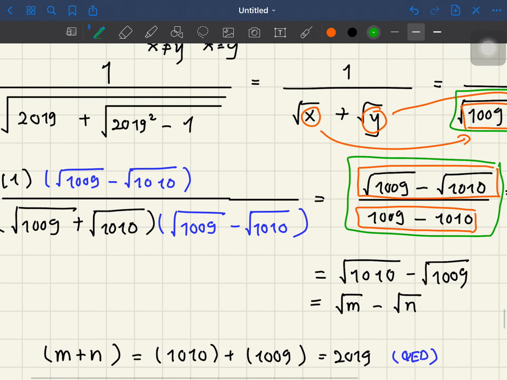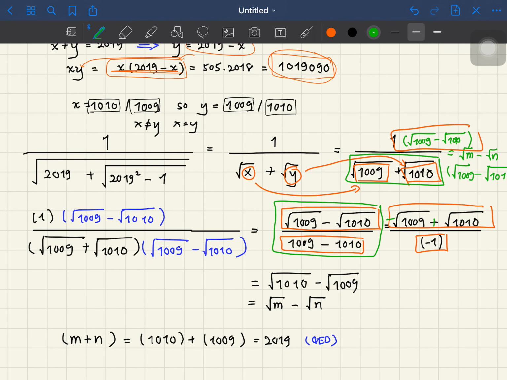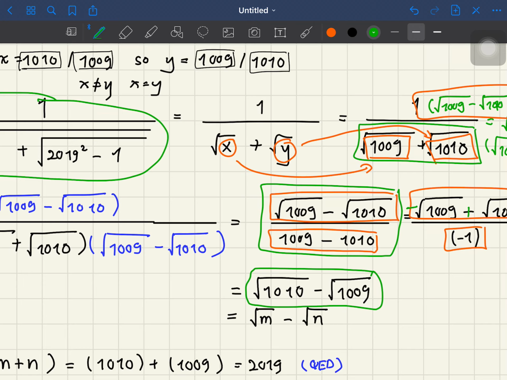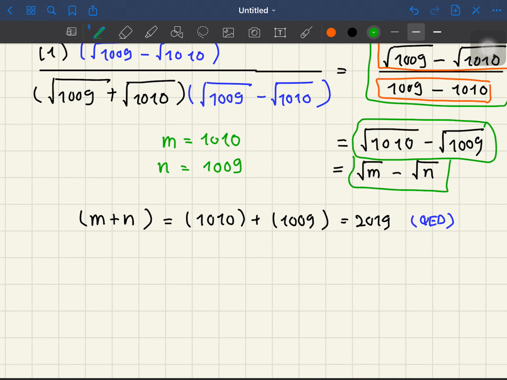As a result, the entire expression from the beginning equals the difference between the square root of 1010 and the square root of 1009, which is exactly the same as the desired form, the square root of m minus the square root of n. And what is the value of m? Obviously, m equals 1010 and n equals 1009. Hence we get the final answer, 2019.